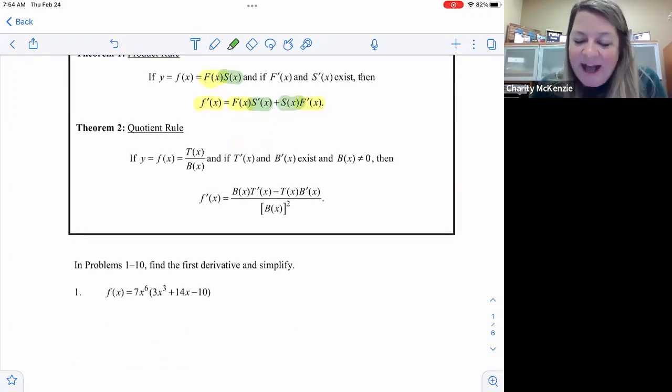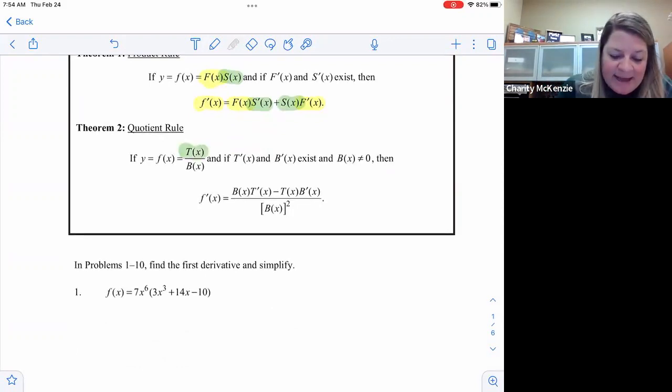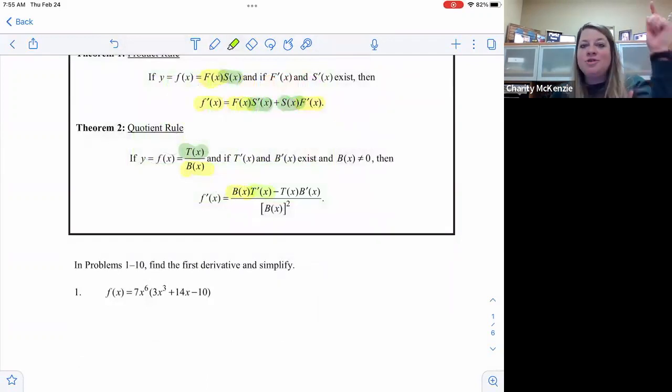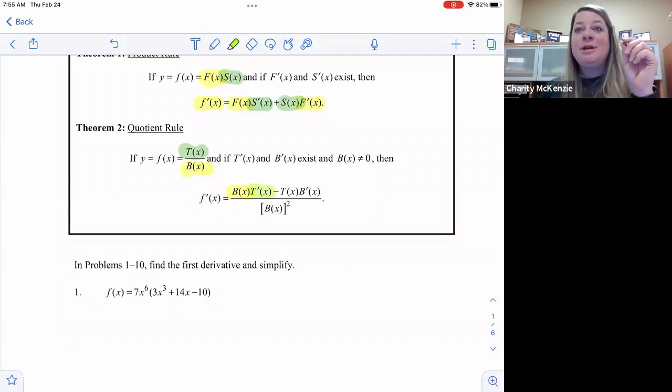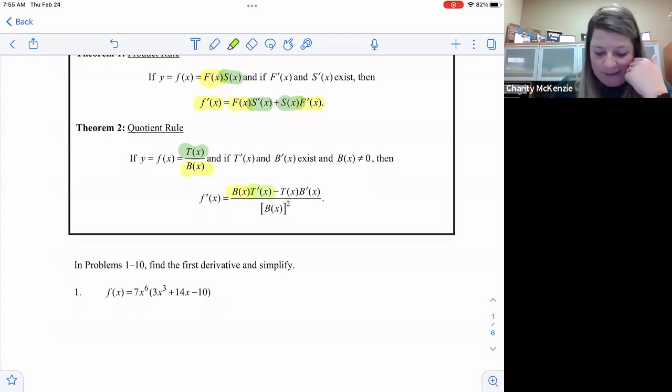Okay, now same kind of idea. If I have a fraction, I have top and I have the bottom. The way this one works is you're going to have the original bottom times the derivative of the top, minus, so you have to be careful. We start with bottom, bottom, bottom, original bottom. So it's low d high minus high d low, all over low squared. There's a little song. You can look it up. I'm not very good at it.